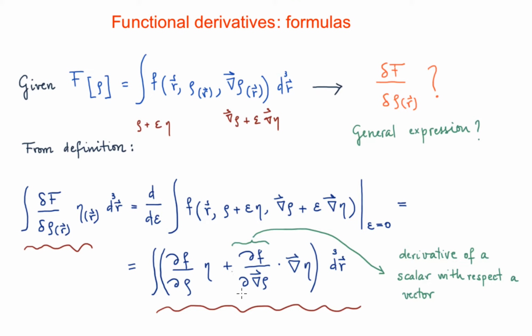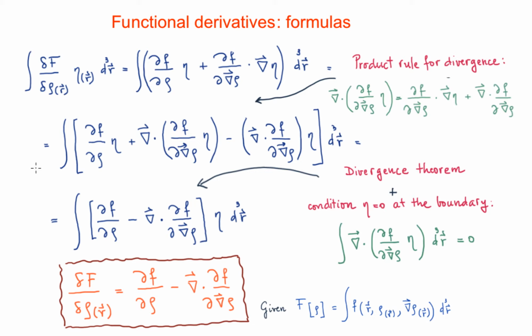However, in the second term here, eta is not isolated. What we have is, instead of eta, the gradient of eta. So we have to manipulate this term in order to have eta isolated. And that's what we are going to do next: manipulate this term in order to isolate eta.